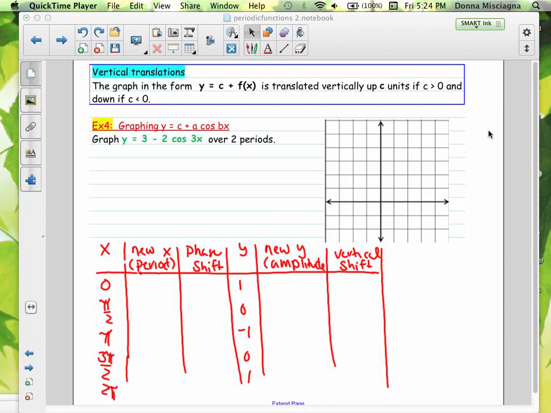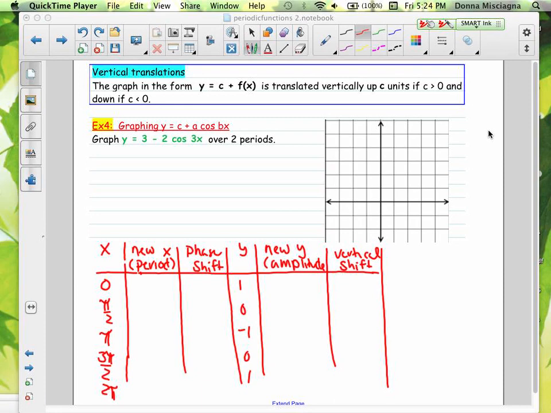Welcome back. Okay, so we're going to look at vertical shifts, and I have two examples for you, and then we'll look at all of it all together.